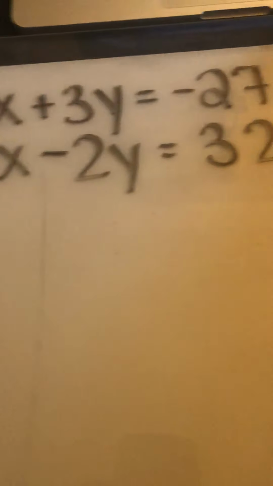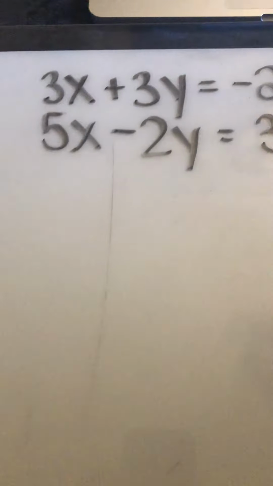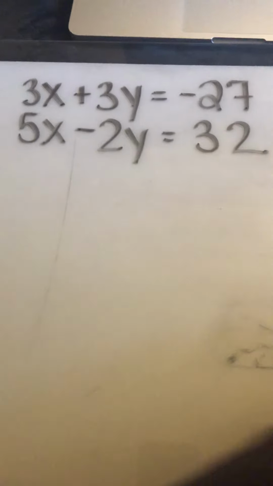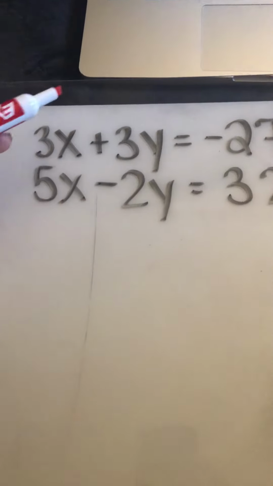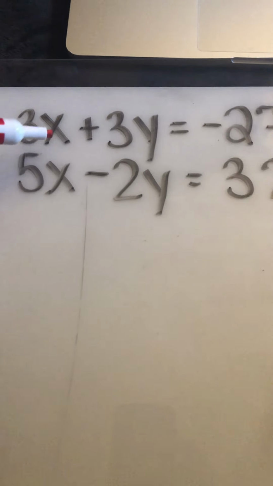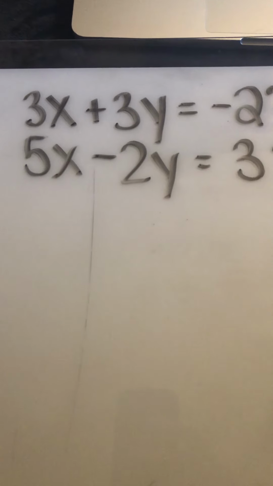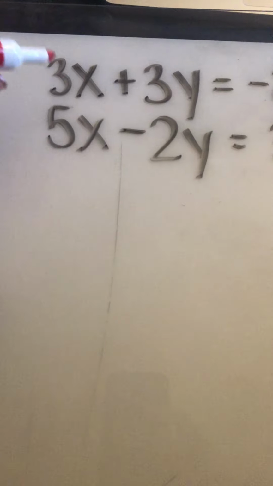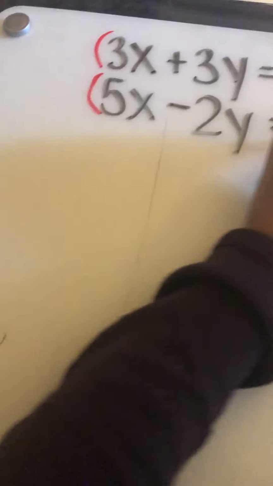So I wrote the same system on my board to take you through it. And notice, we can't multiply just one of them to get a product to match the other coefficient. So we have to multiply both of them. So I'm going to choose to eliminate x. So I'm going to put my parentheses around both of the equations.